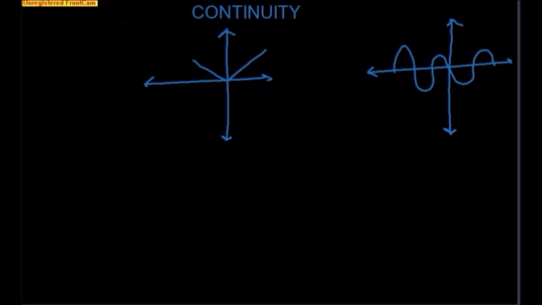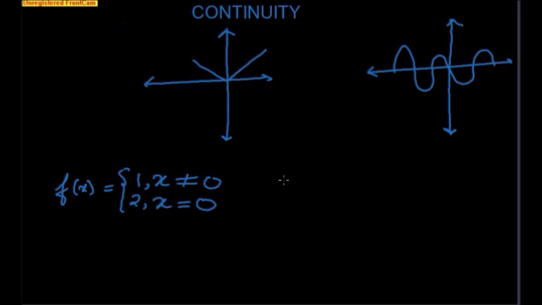Let me take an example. The function f(x) is equal to 1 if x is not equal to 0, and it is equal to 2 if x is equal to 0. If I draw the graph of this function, the first part says that when x is not equal to 0, so either x is less than 0 or x is more than 0. So this is the part where I take a hollow circle because x is not included, and for y equal to 1 the graph comes out to be parallel to the x-axis.